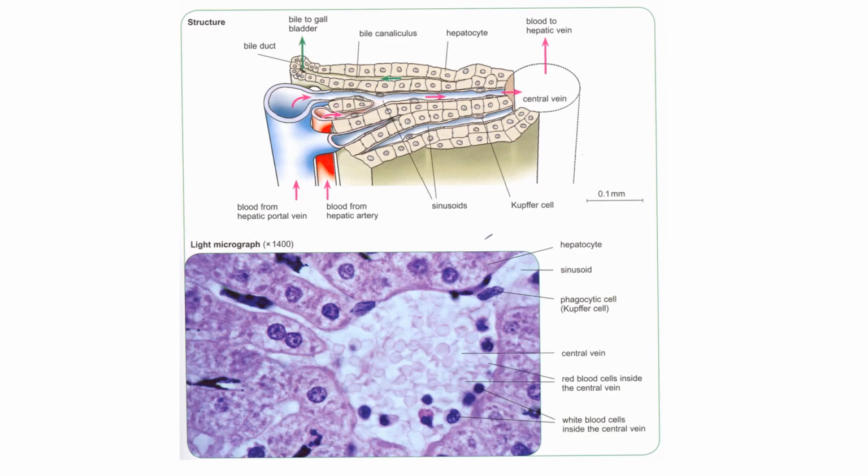Another diagram. It shows you the same thing. You've got the hepatic artery and the hepatic portal vein, with blood flowing past these hepatocytes into the central vein, and then this is the bile flowing in the opposite direction, and that will be taken to the gallbladder, and eventually excreted in your feces.